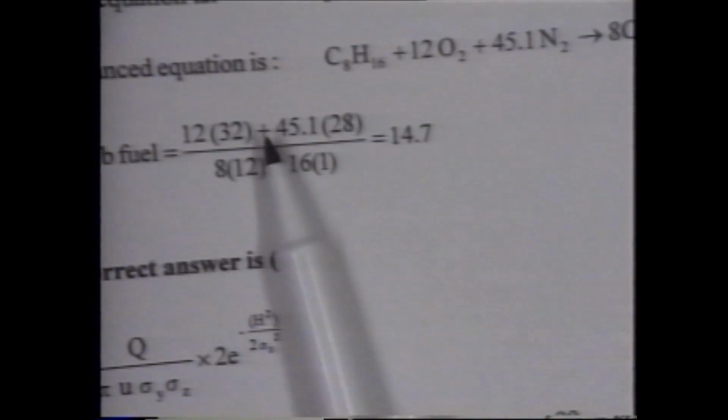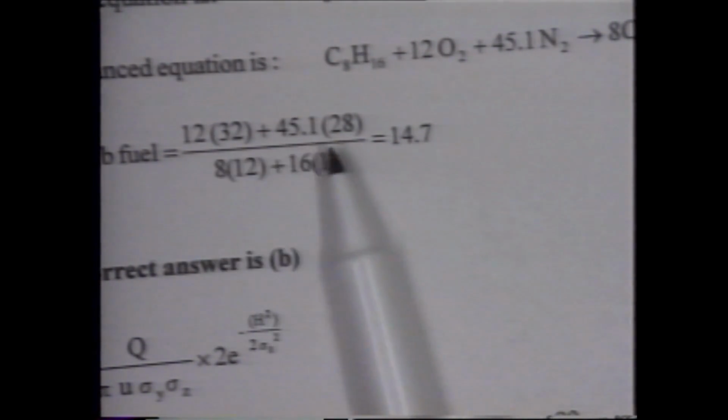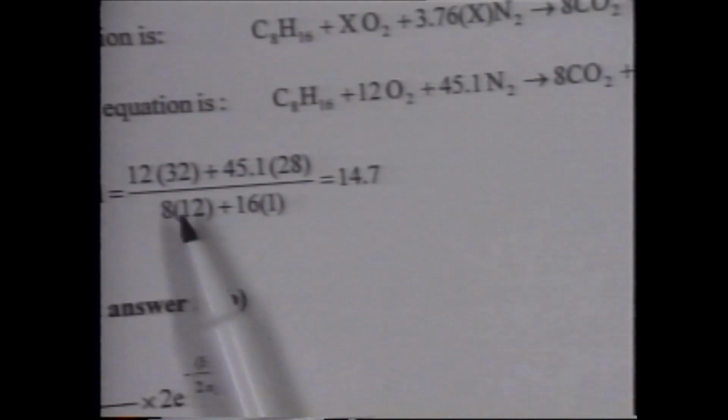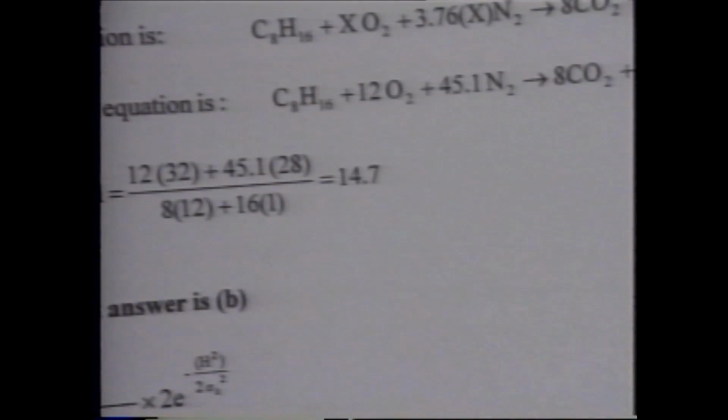Now, the pounds of air that come in, simply the number of moles of oxygen times the molecular weight, plus the number of moles of nitrogen times its molecular weight, divided by the mass of fuel in this equation, 8 times the molecular weight of carbon, 16 times the molecular weight of hydrogen. And that ratio is 14.7.